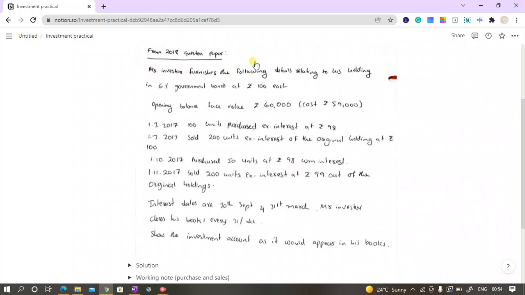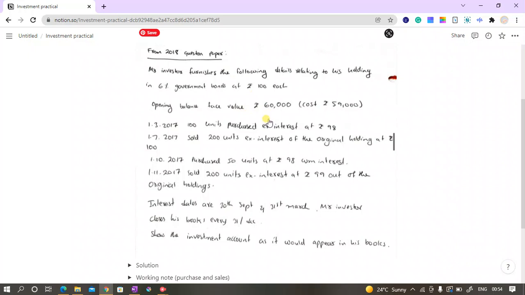Mr. Investor furnishes the following details relating to his holding in 6% government bonds at ₹100 each. Note here that we are making this account from the perspective of the investor and not the company. In the second year we prepared the company's accounts, the redemption account and the liquidity shares account, in the books of companies. But here we will be making accounts from the perspective of the investor, not the companies.